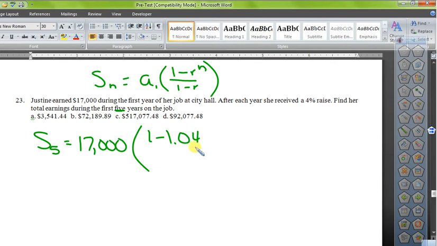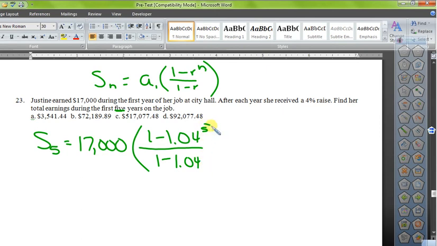1.04. You're going to add 4% to her present salary, which is 100% of that. So she gets 104% the following year. We're going to raise that up to the 5th power because n is 5. And that's going to be 1 minus 1.04.